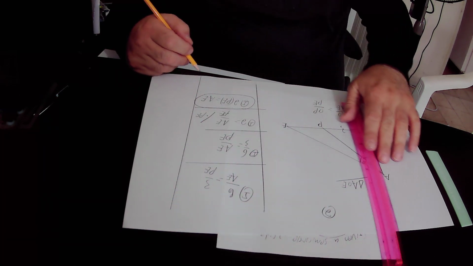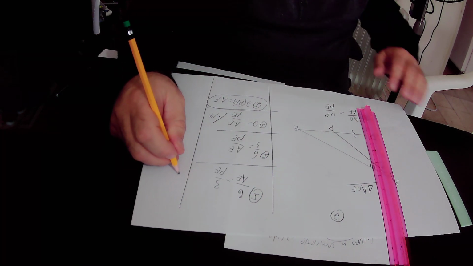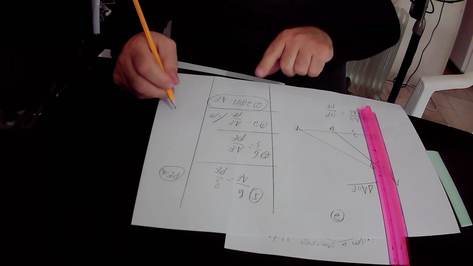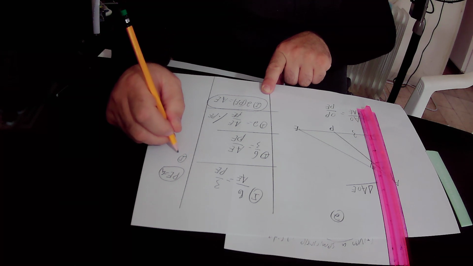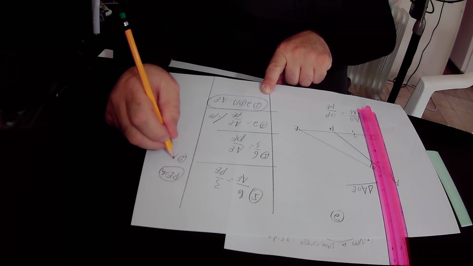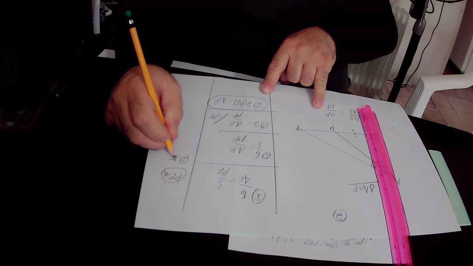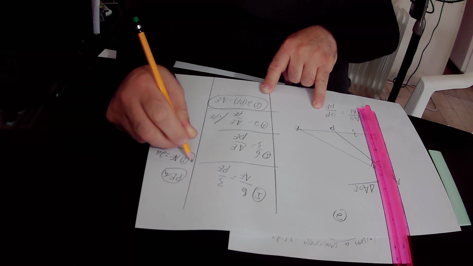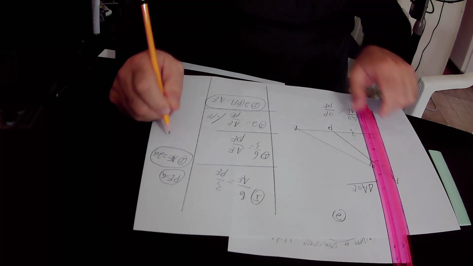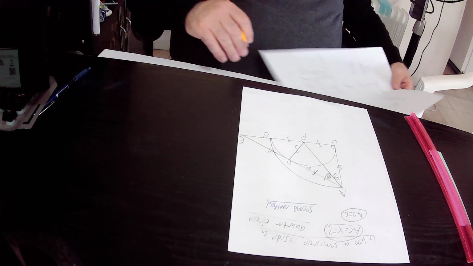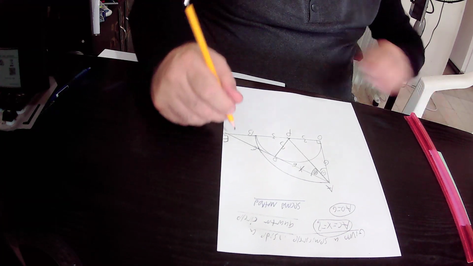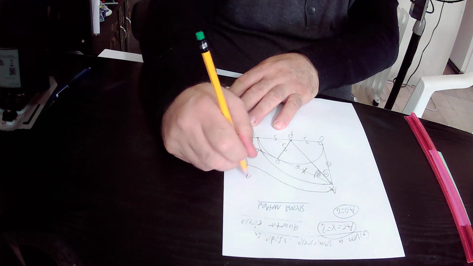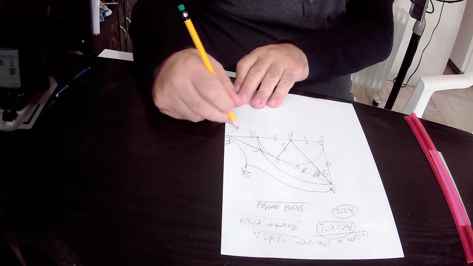So here we will define PE as a. PE equals a according to our definition. And from equation number 1, we get that AE will be equal to 2 times PE, and PE is a, so AE equals 2a. So we can write here that AE equals 2a, and here PE equals a.